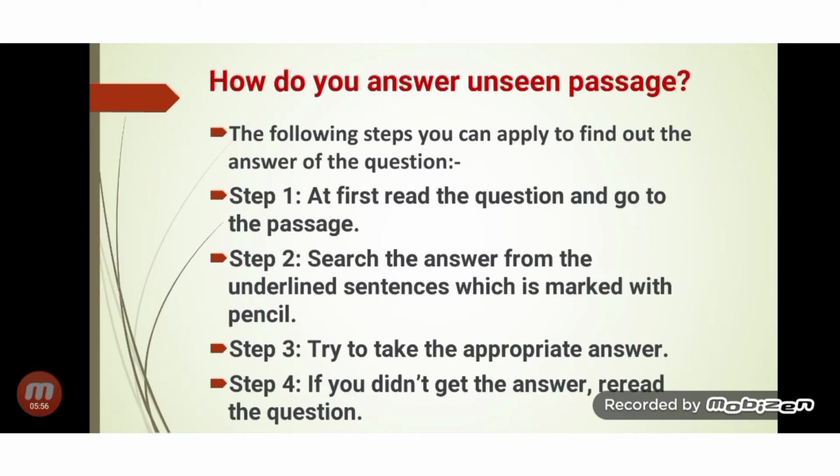How do you answer unseen passages? The following steps you can apply to find out the answer of the question. Step 1. At first, read the question and go to the passage. So firstly, you have to read the question properly and then you have to go to the passage. Step 2. Search the answer from the underlined sentences which is marked with pencil.